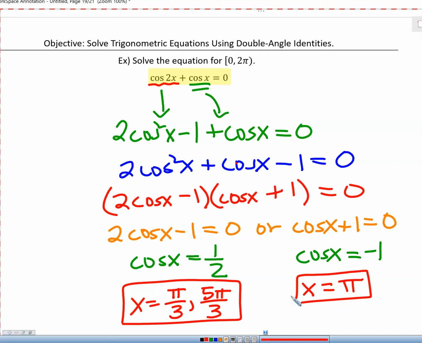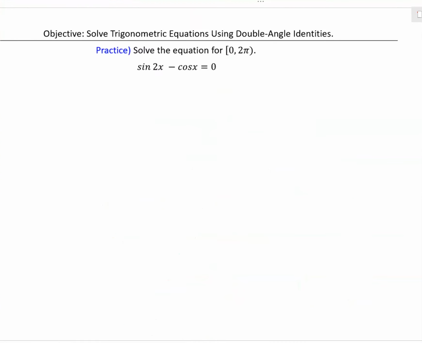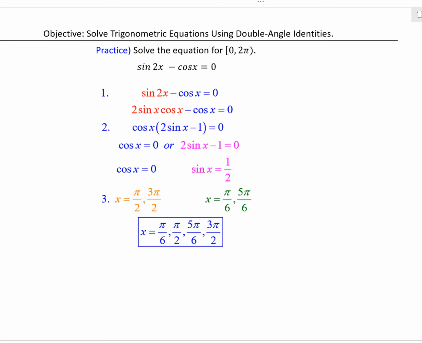All right, let's try a practice problem. Here you go. Pause your video. Give this one a try. All right, let's take a look at the result.